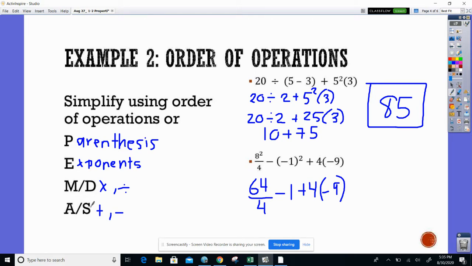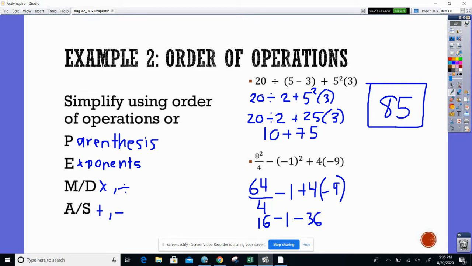Now again, remember, left to right. So first thing we have is 64 divided by 4. 64 divided by 4, that's going to give us 16. And then we have minus 1 plus 4 times negative 9. 4 times negative 9, that's going to give us negative 36. Oops, I wrote that backwards. I am so sorry. Negative 36. So now all we have left is addition and subtraction.